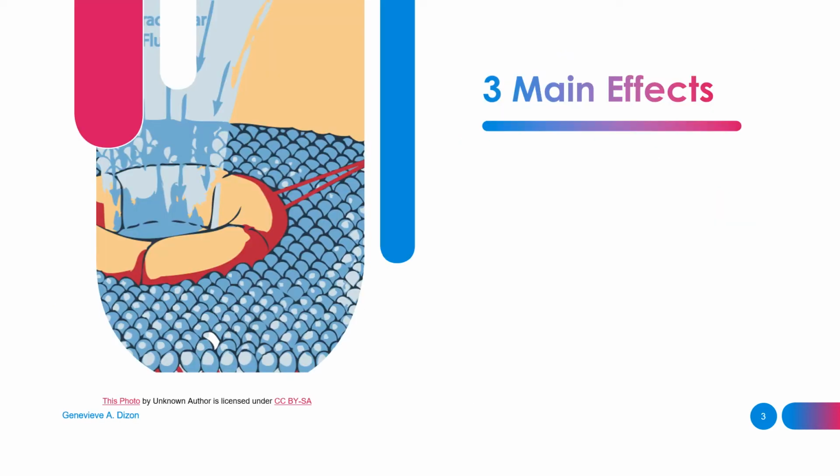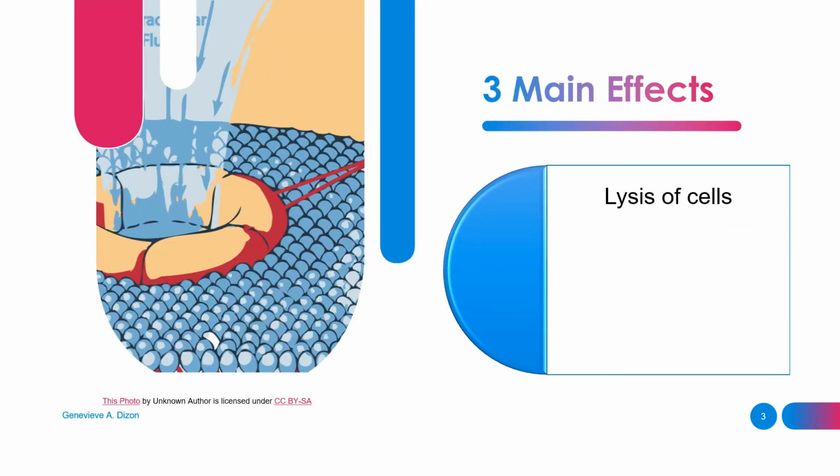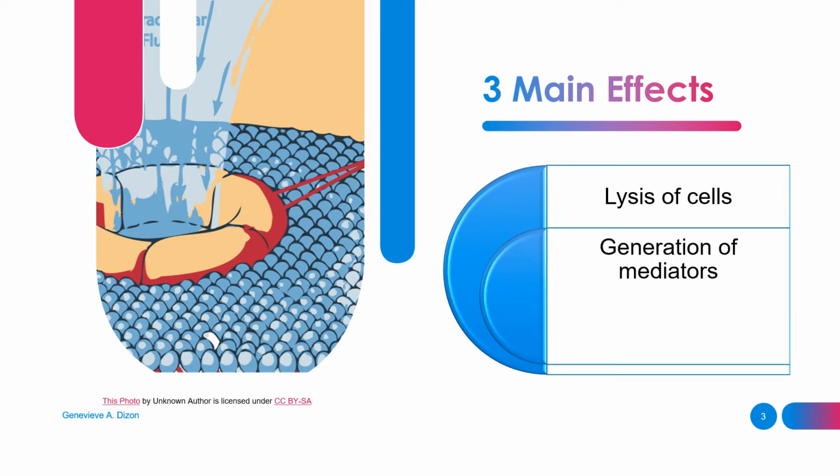The complement system has 3 main effects, which will be discussed in the video. The first one is the lysis of cells, or cytolysis. The second one is the generation of different mediators. And the third one is opsonization.